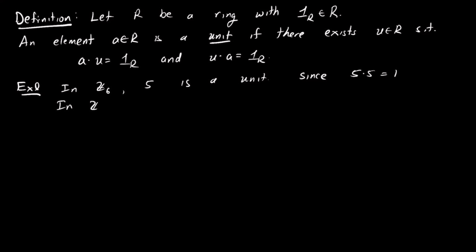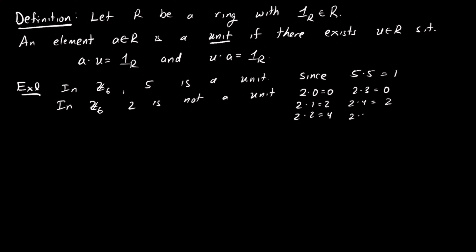We can also say in Z mod 6, 2 is not a unit. Why is 2 not a unit? Well, I can go through and check that 2 can't be multiplied by anything to give me 1. I might notice that 2 times 0 is 0, 2 times 1 is 2, 2 times 2 is 4, 2 times 3, well, that's 6, so that's 0, 2 times 4 is 8, so that's 2, and 2 times 5 is 10, so that's 4. All right, so there's nothing I can multiply 2 by in order to give me back 1. So I'll see that 2 is not a unit in Z mod 6, but 5 is a unit in Z mod 6. What are some other examples?